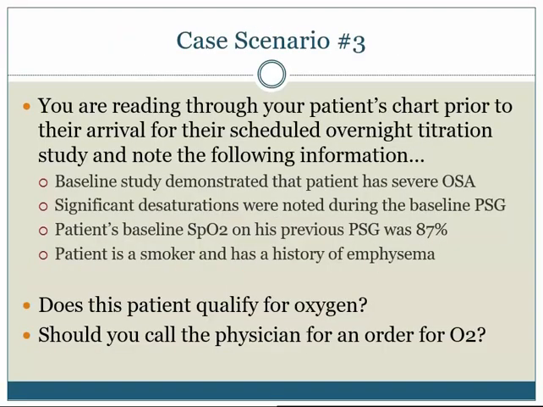Case scenario number 3. You're reading through your patient's chart prior to their arrival for their overnight titration and note the following information. It's a titration, which means they've already had a study done. They've already been diagnosed with OSA. Their baseline study demonstrated severe obstructive sleep apnea with significant desaturations. His baseline SpO2 on his previous study was 87%. Patient's a smoker and has a history of emphysema. Does this patient qualify for supplemental oxygen?